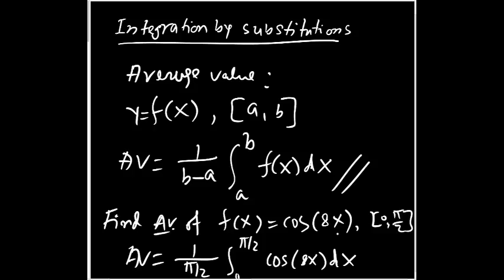And then this integration, of course, you can do. You will just need to say 8x equals u with the substitution. Then you get cosine u, and the integration of cosine u is sine u.